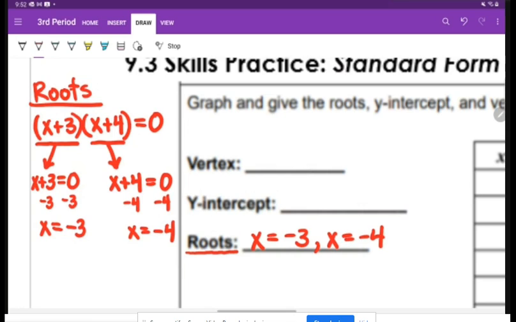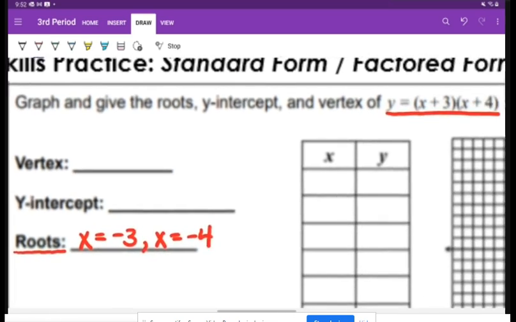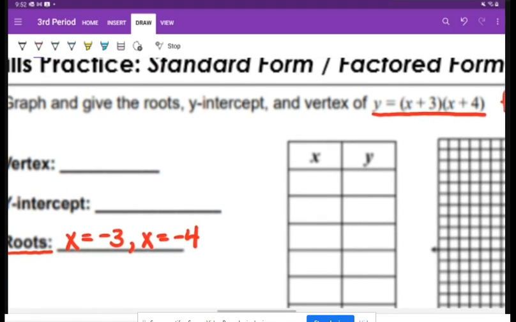But do you guys remember before break, we did a Kahoot together where we identified roots for factored quadratics? We noticed a pattern. So take a look back at our starting point. We had x plus 3 and x plus 4. And the roots we ended up with were x equals -3 and x equals -4. So that pattern emerges here.